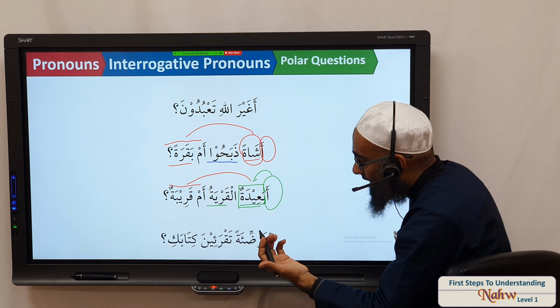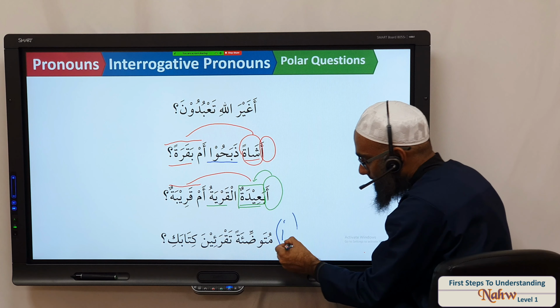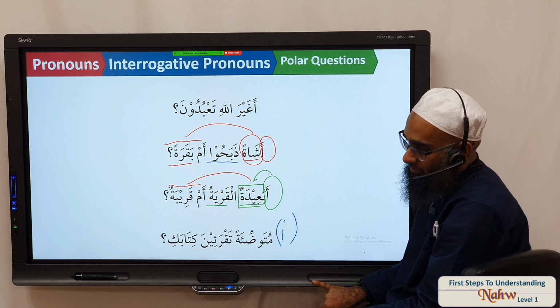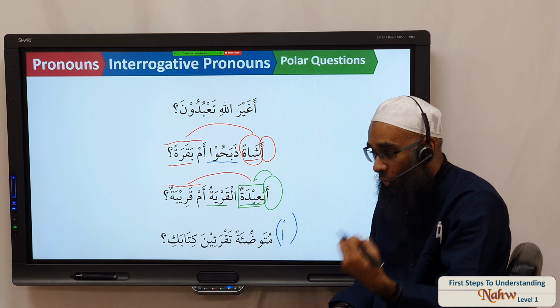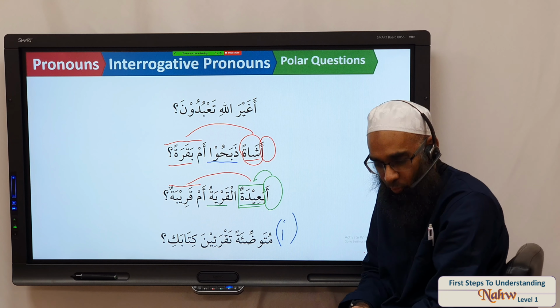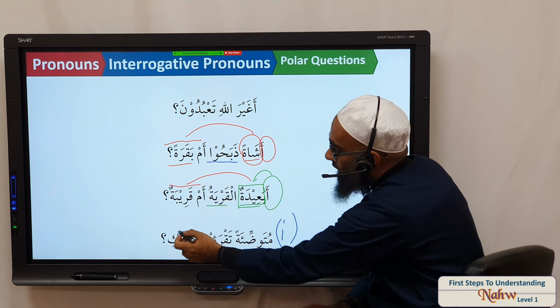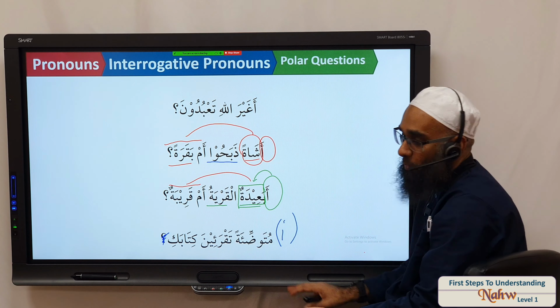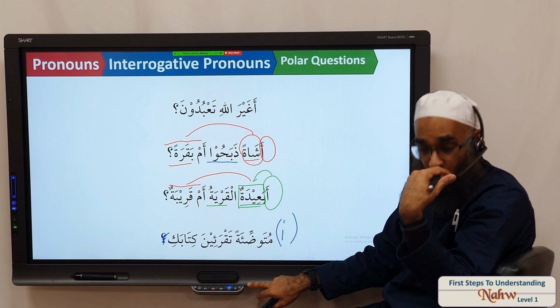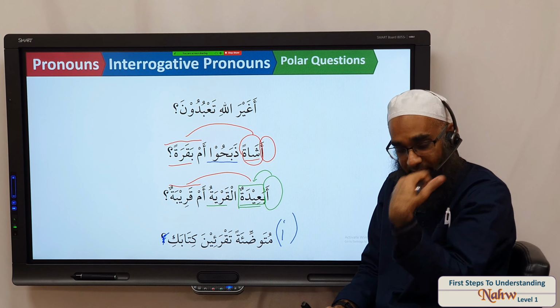Mutawaddi'atan taqra'ina kitabak. Now what's happening here? There is no hamza istifham. It can be understood from the context. Sometimes from the context and the tone, you can understand that this is not a statement, this is a question. If there was no question mark here, for example, you wouldn't know it's a question. But when you have a whole paragraph and the tone of the speaker, you can tell, even though they haven't used the hamza istifham, that they're asking a question.